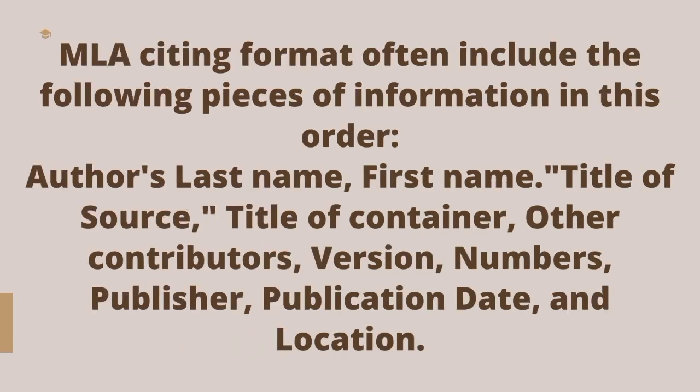The MLA citing format often includes the following pieces of information in this order: the author's last name, first name, title of source, title of container, other contributors, version, numbers, publisher, publication date, and location. On the other hand, the Modern Language Association style is widely used in the humanities, especially in writing on language and literature. MLA style uses brief parenthetical citations in the text that refer to an alphabetical list of works cited appearing at the end of the work.